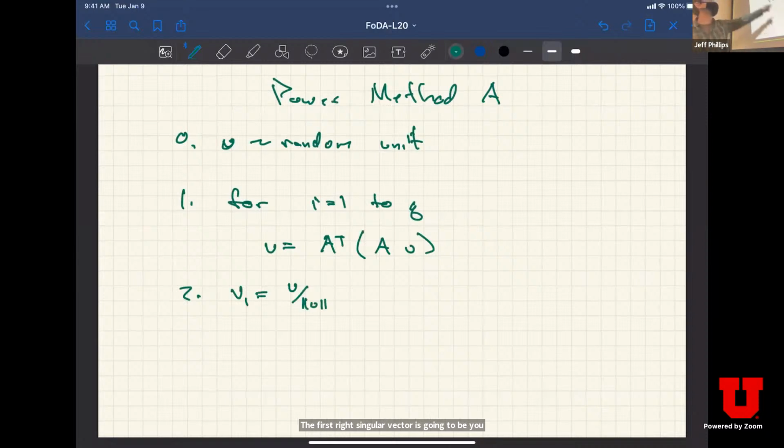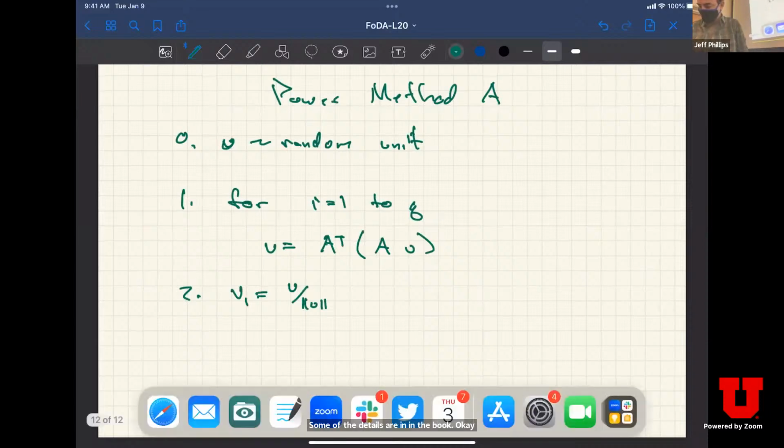So I can still do this just with matrix A, and this is how you can compute the first right singular vector, compute the singular value, and the left singular vector. You can do it by unwrapping the algebra. Some of the details are in the book. Okay, let's go and show this demo.